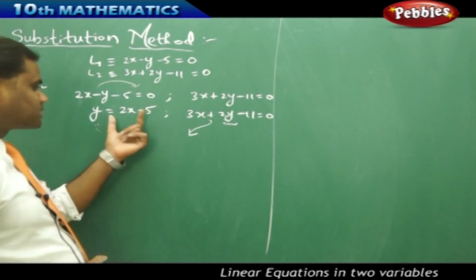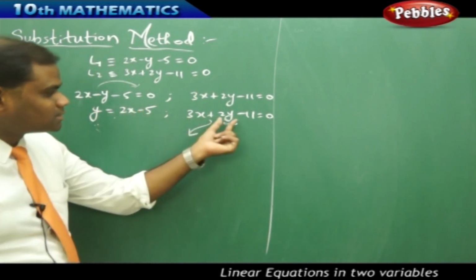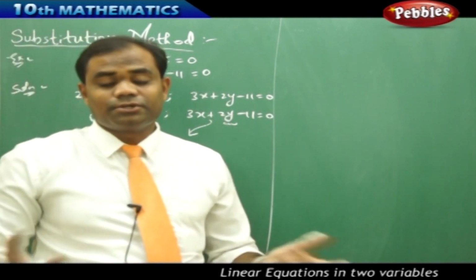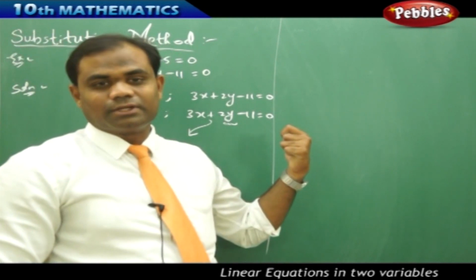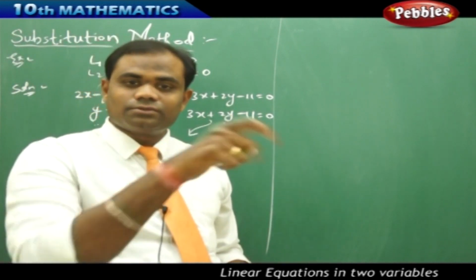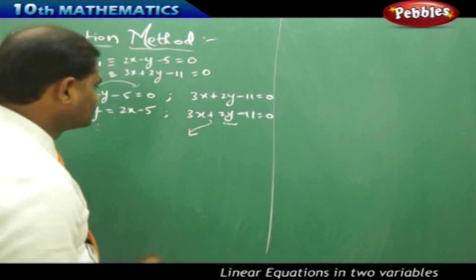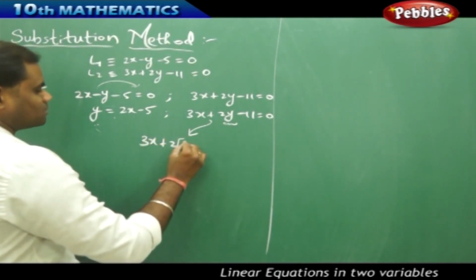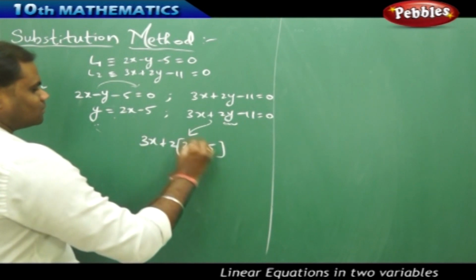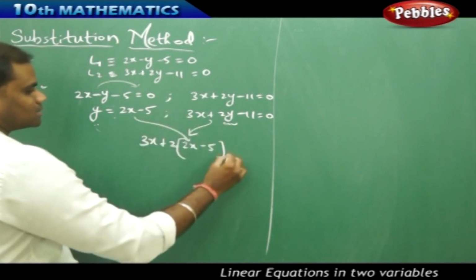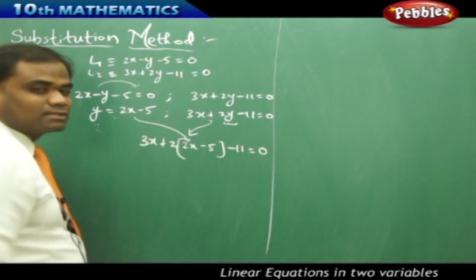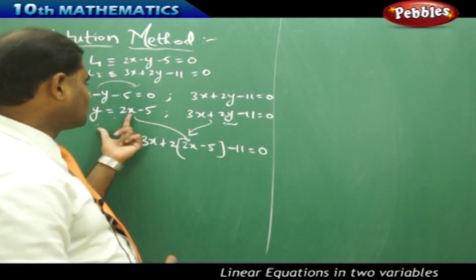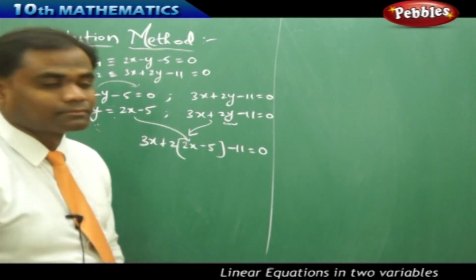So the y which is extracted from the first line is substituted in the second line in place of that. Hence, this method is called substitution, because we are simply substituting one of the values into the other equation. So in this case, 3x plus 2 times y, which is nothing but this, minus 11 is equal to 0. So this is how I get by substituting one of them in the other equation.